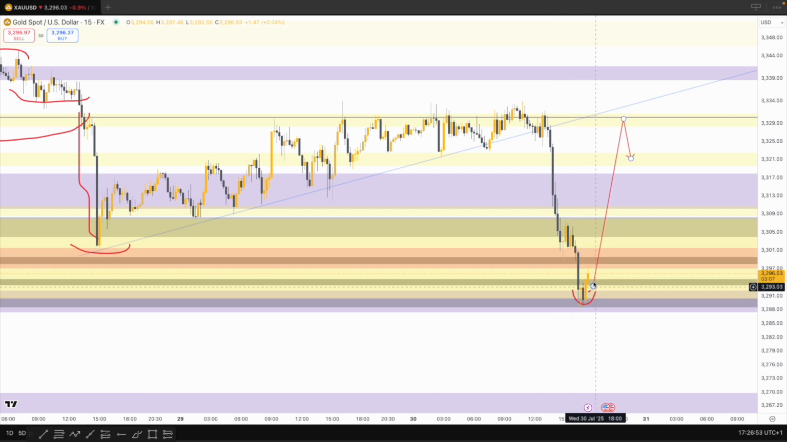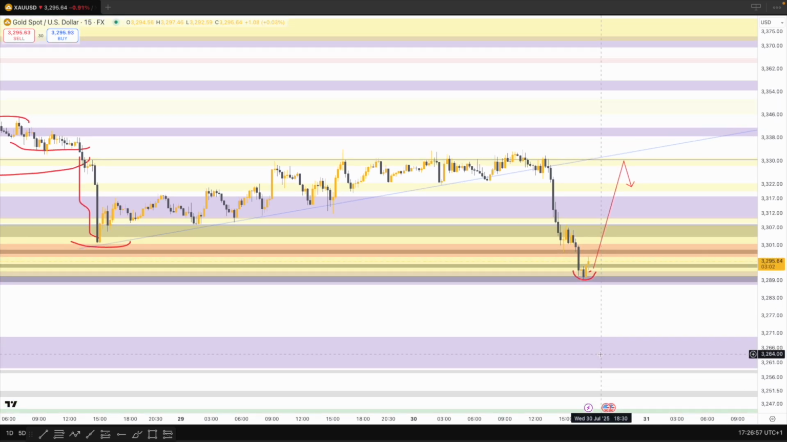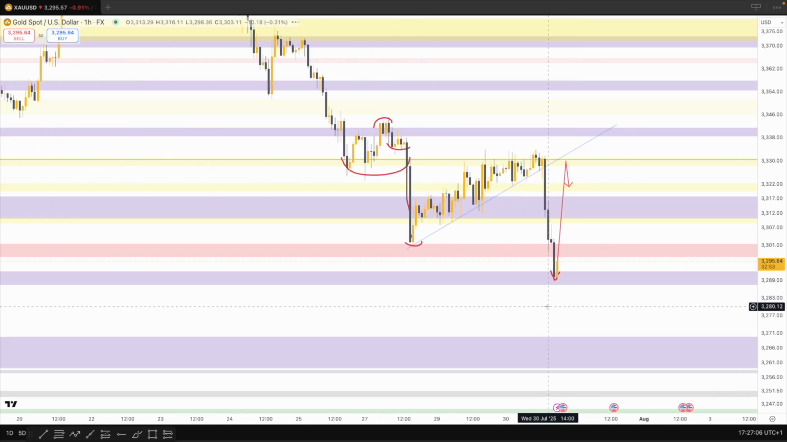If we start to see some bearish divergence where price pulls back into this area, the next main level of support on the higher time frames that we're going to be taking into account is anywhere in and around this level of around 3,265.